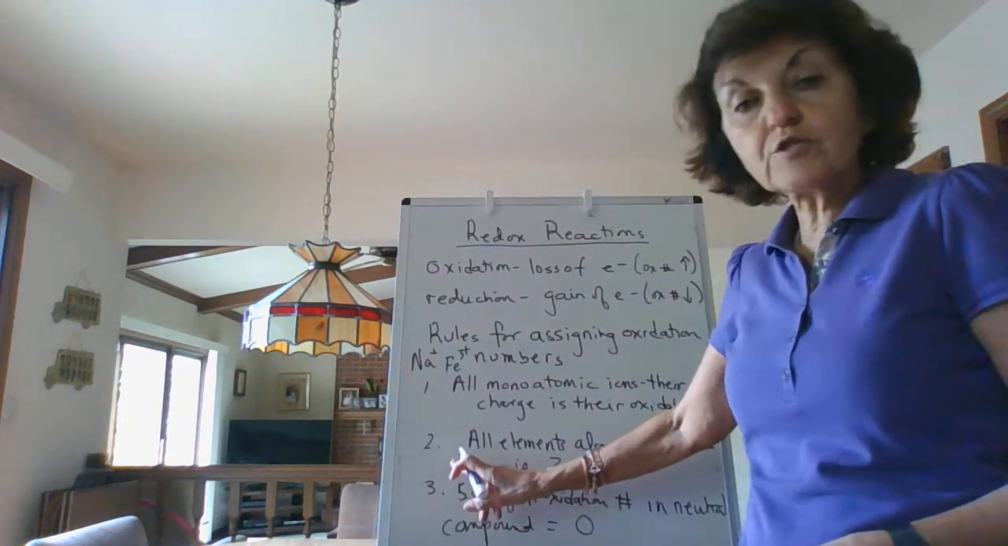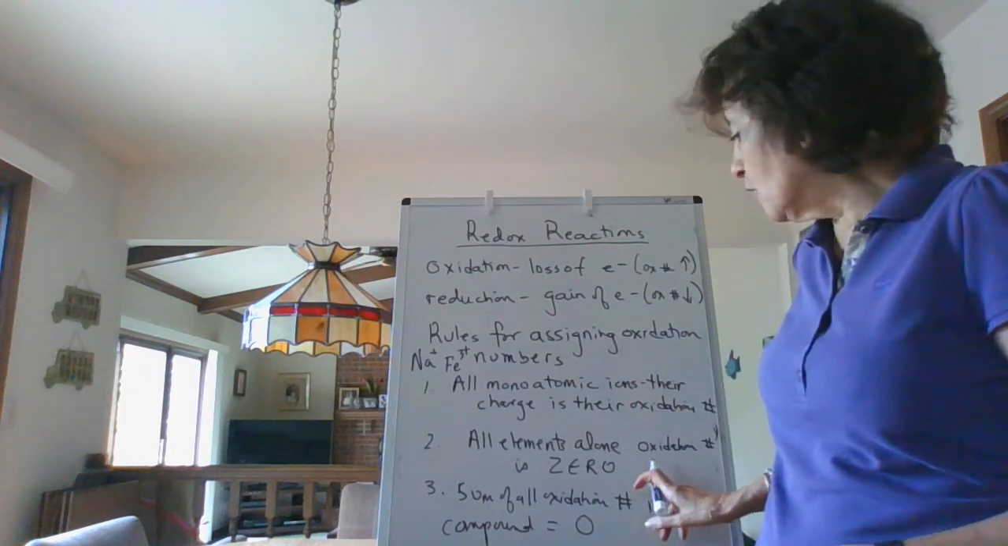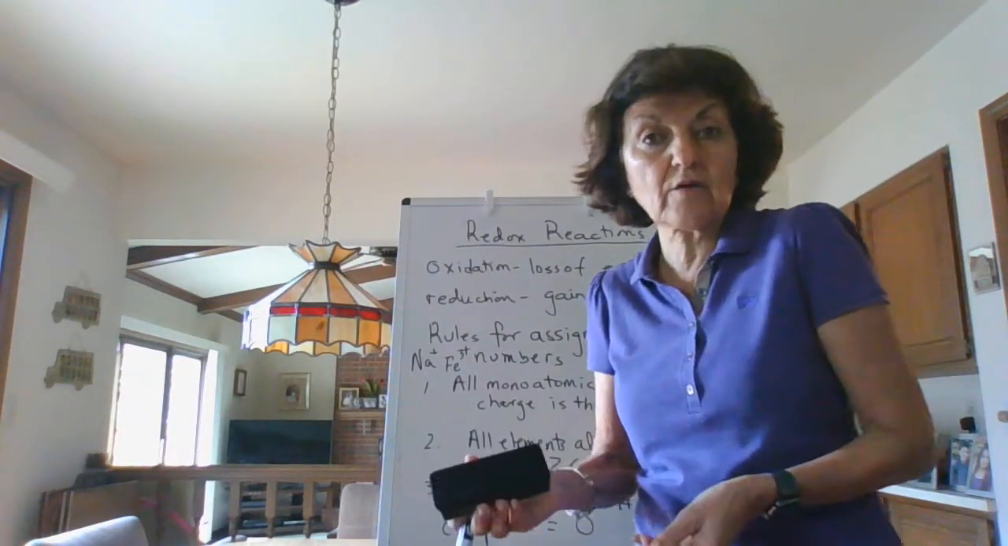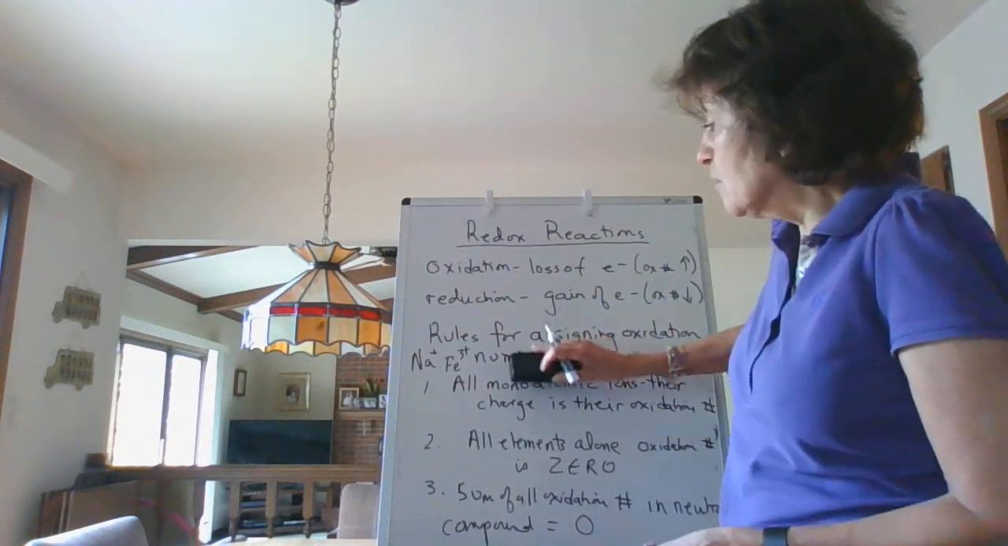Number 2, all elements alone have an oxidation number of 0. What do I mean by alone? That means it's an element that's not hooked up to any other element and it's neutral.